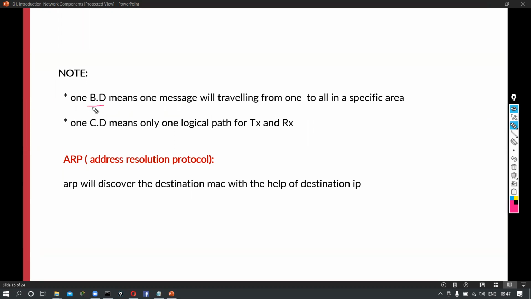Now, see guys, what do you mean by broadcast? Broadcast means one message travels one to all in a specific area, and that specific area is called the domain. Okay.